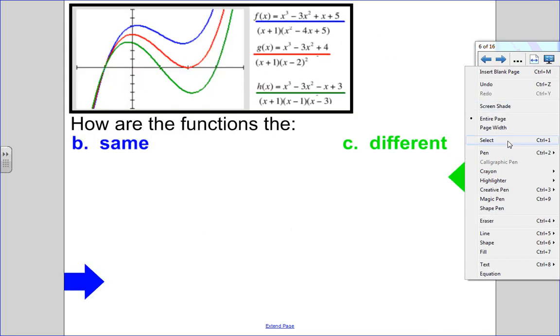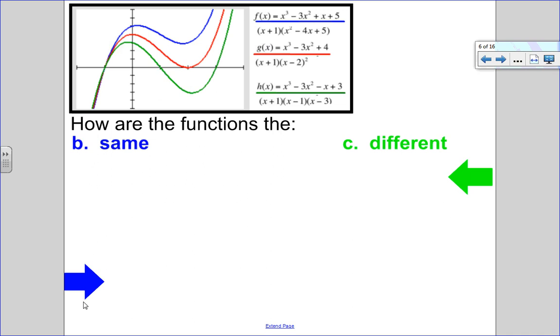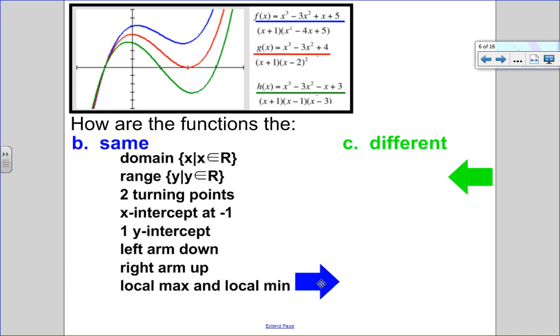So I want to talk about how these are the same and how they are different. Here are some of the ways that they are the same. They all have the same domain and range. Because these arms extend infinitely in both directions, I am going to cover every possible x and y value. These graphs all have 2 turning points.